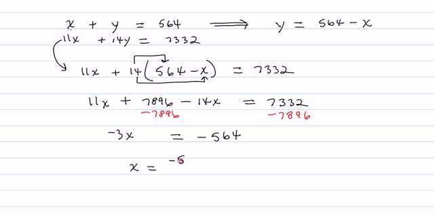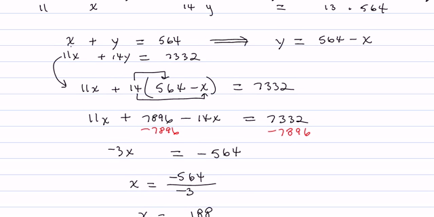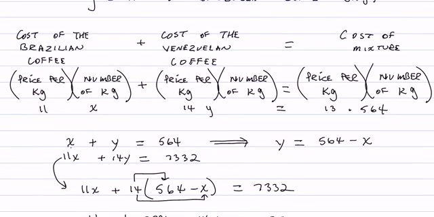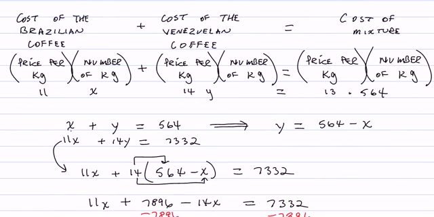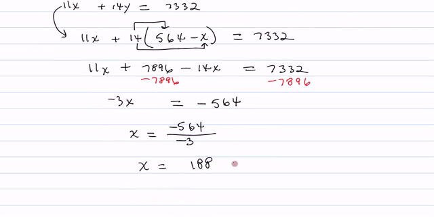Well, negative 564 divided by negative 3 comes to x is equal to 188. Now remember, go back to what we wrote down at the beginning, the x was the number of kilograms of Brazilian coffee. So x is equal to 188 kilograms of the Brazilian coffee.